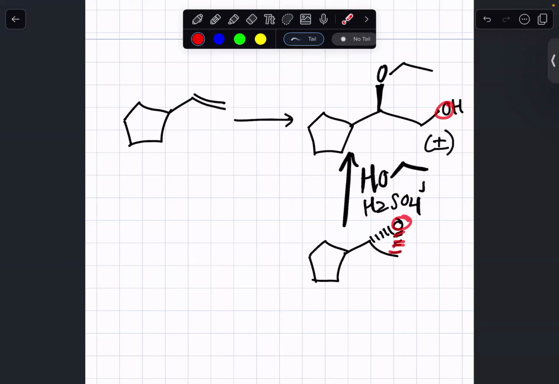And it would remain as a dash, but I changed it into a flat planar bond because this is not a chiral center. If that was a chiral center, then that would stay as a dash right there.